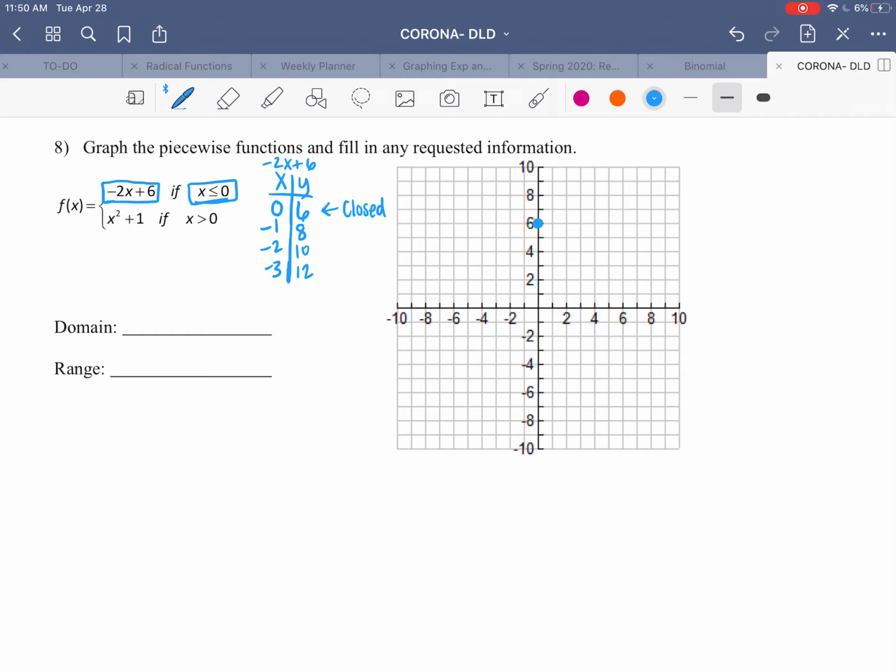So we have 0, 6, it's going to be a closed circle, -1, 8, -2, 10, -3, 12 is off the grid, which is fine. So here we're going to have a line going this way, going up with a closed dot.